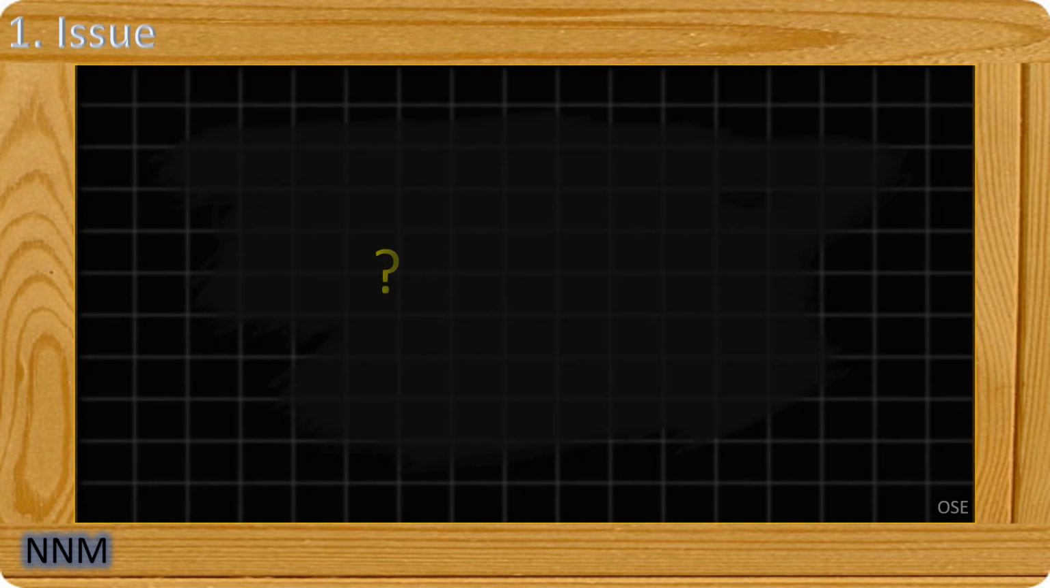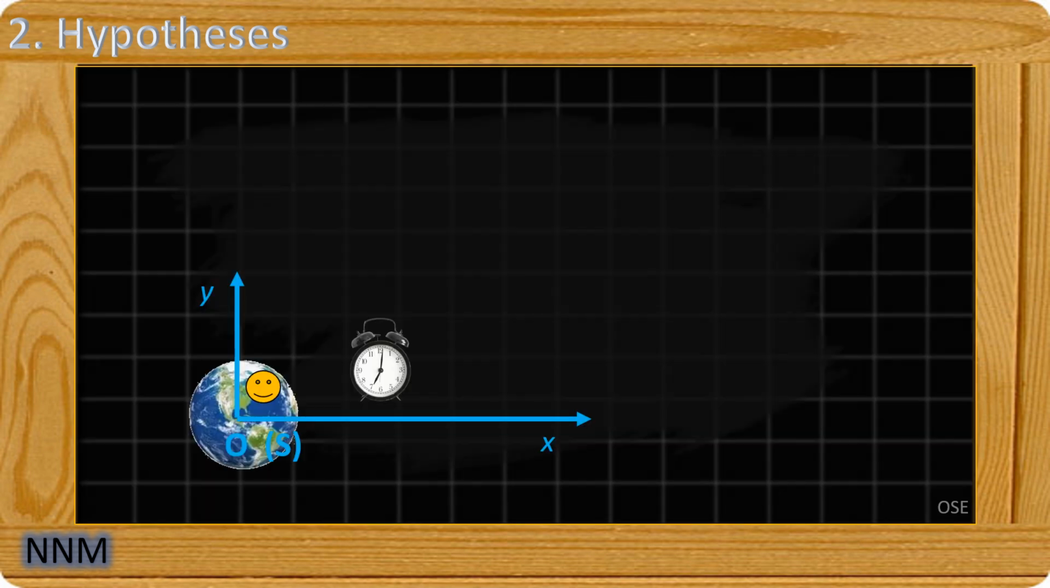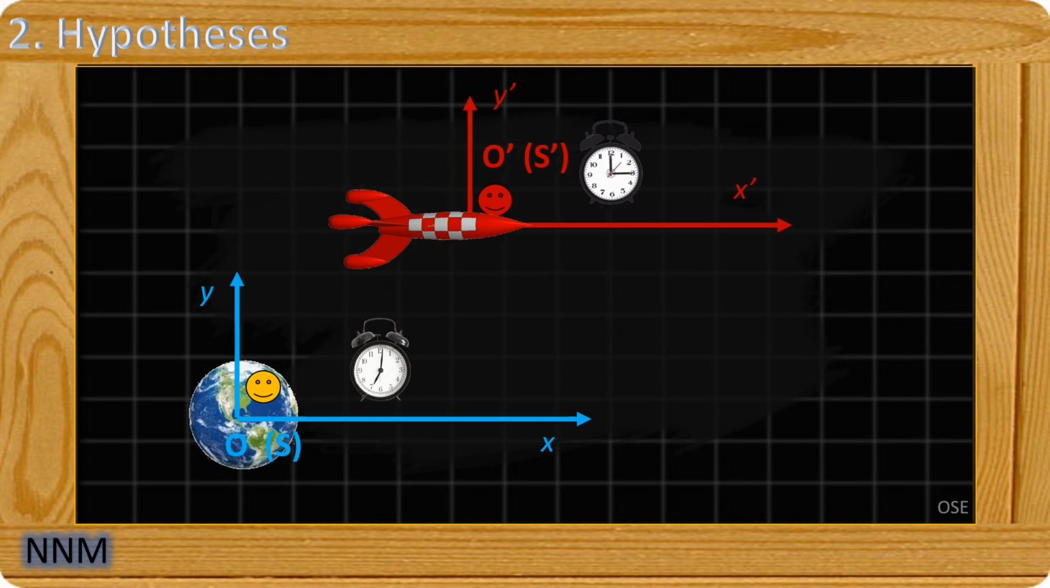In this first video, we will critically examine on the one hand the hypotheses on the reference frames, and on the other hand the beginning of this derivation with the conditions on y and y prime. The hypotheses. Let's take two reference frames in uniform translation with respect to each other. The first is the blue reference frame S, the second is the red reference frame S prime.